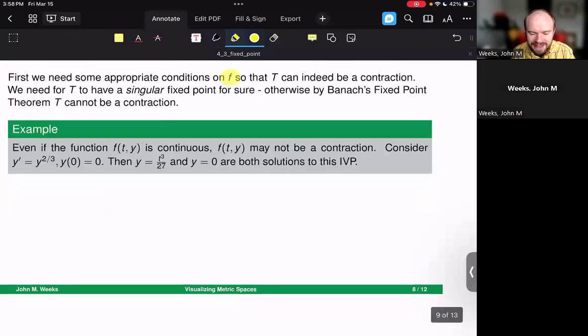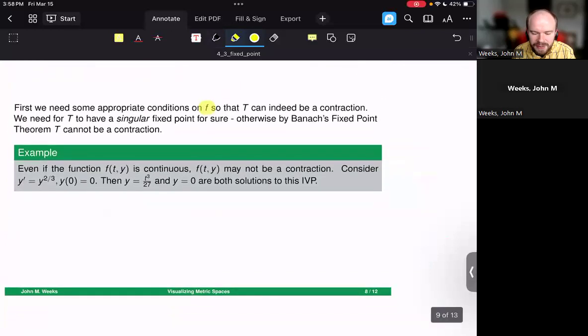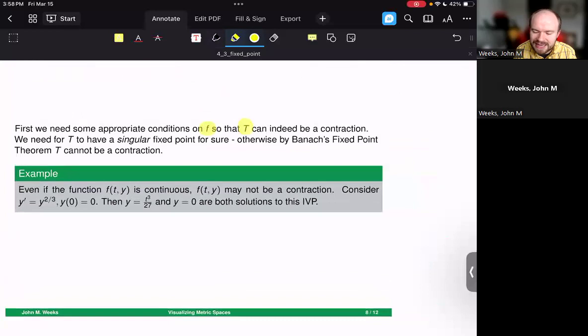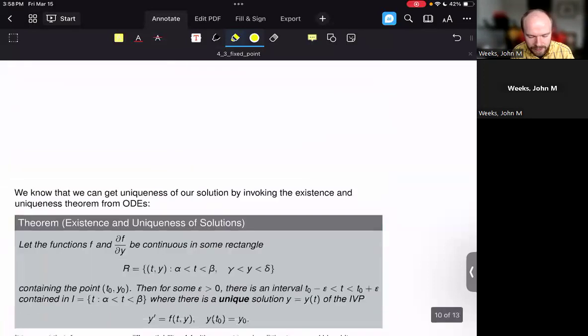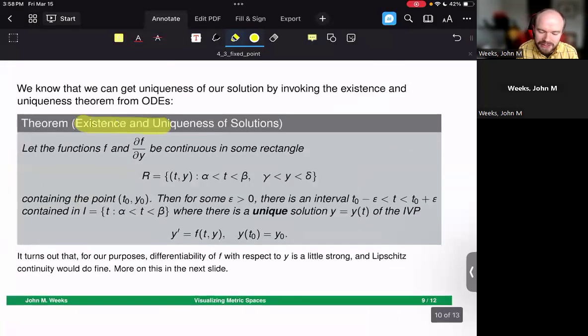Then that function f needs to satisfy a few things. It needs to be so that the map can be made a contraction. It needs to have a single fixed point, otherwise by Banach's fixed point theorem, it cannot be a contraction. But we know that there are possibilities to have more than one solution to an initial value problem. So even if the function f is continuous, that's not nice enough. When I said we needed nice functions, we needed this to be more than just continuous functions. But it turns out that in the theorem that we talked about back in Math 632 or 689, this existence and uniqueness of solutions theorem, then we have the unique solution that we're looking for.